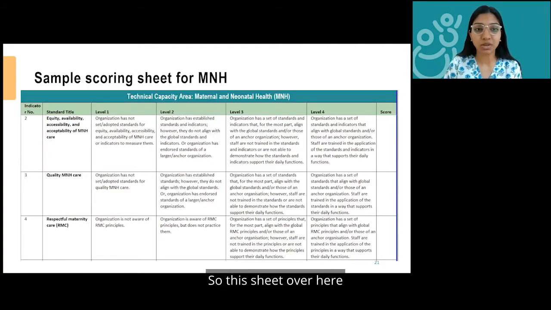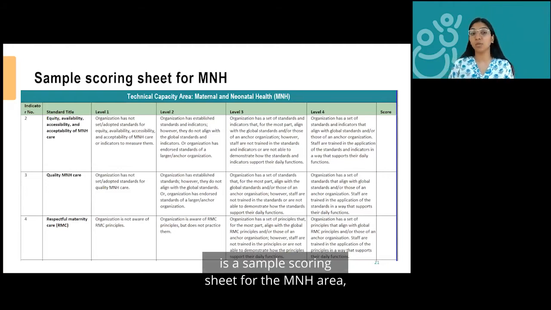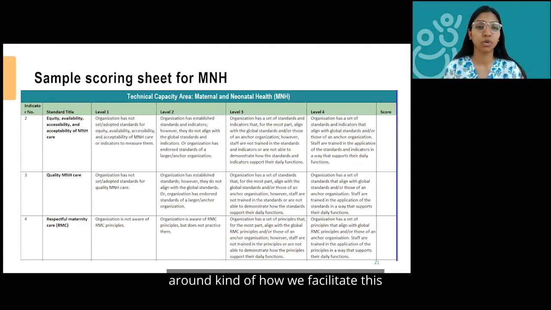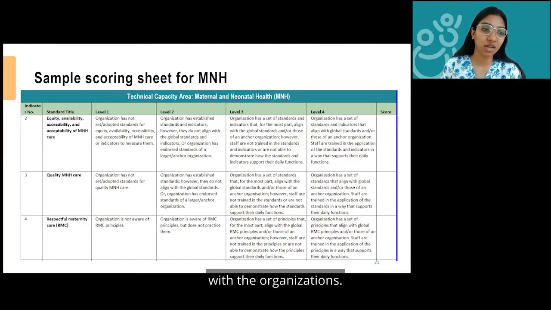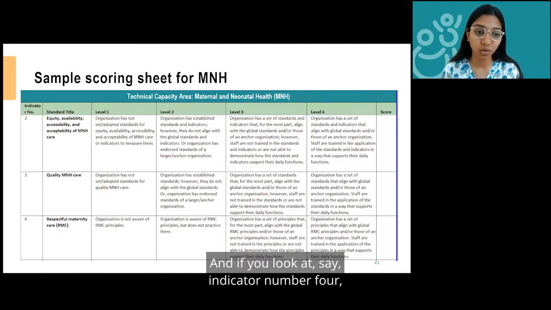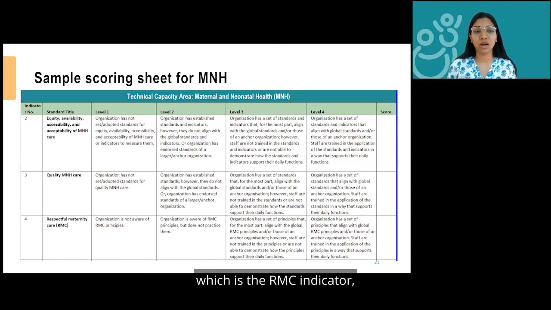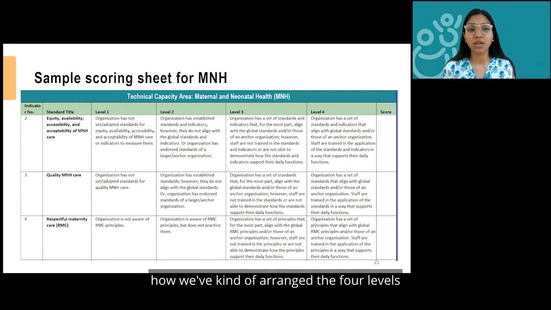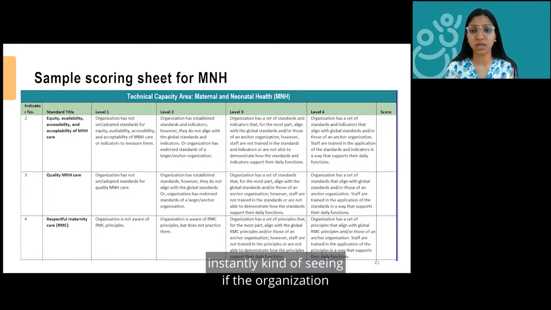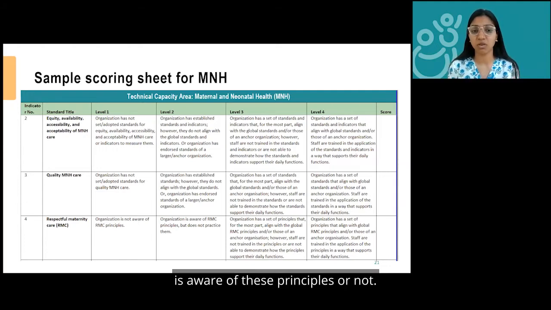So this sheet over here is a sample scoring sheet for the MNH area, just to give you an example around how we facilitate this with the organizations. This is a screenshot of the tool. And if you look at, say, indicator number 4, which is the RMC indicator, how we've arranged the 4 levels in a progression is, the first level is really seeing if the organization is aware of these principles or not.